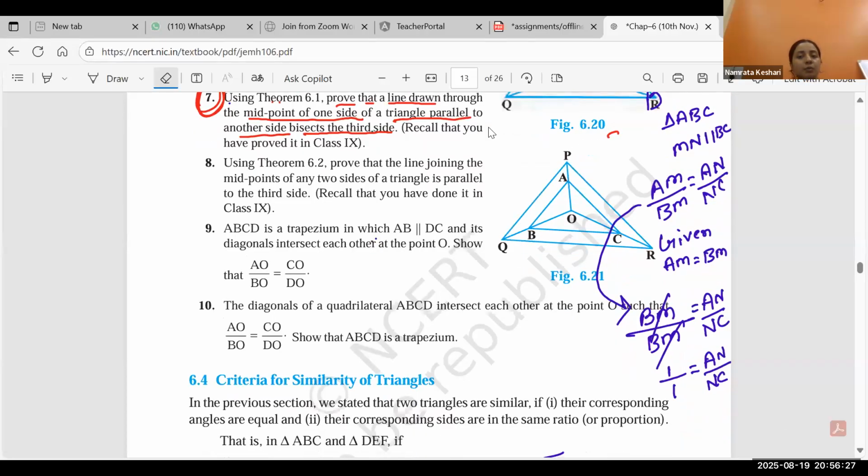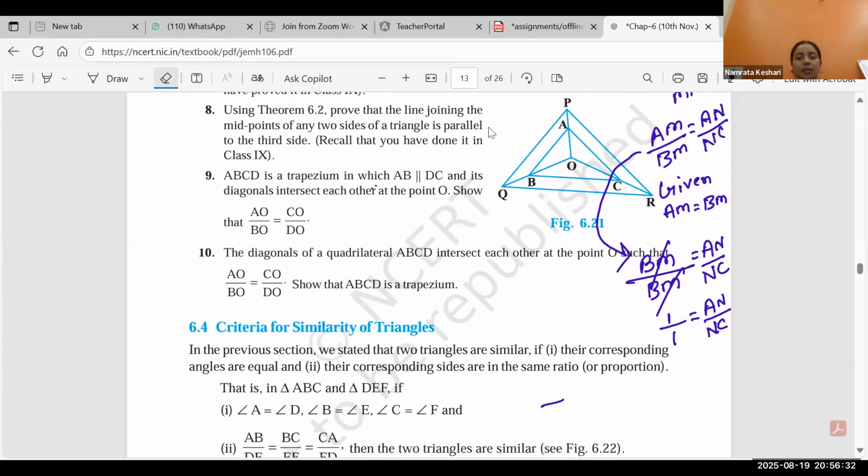Okay. Now BM is gone. What are we having? 1:1, that is equal to AN by NC. And from here we will do crisscross multiplication. And what are we having? NC is equal to AN. Is it clear? Yes, ma'am. Hence proved. Please do it.